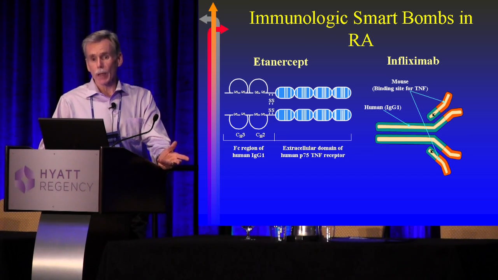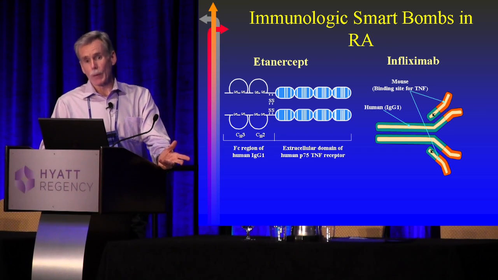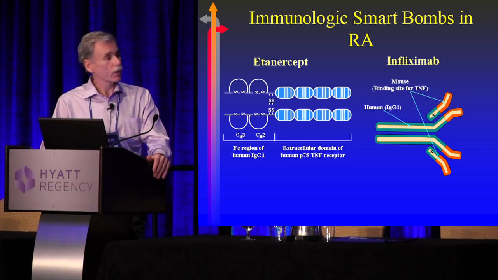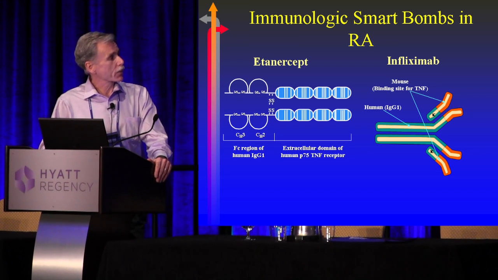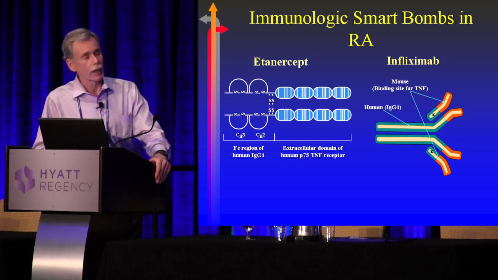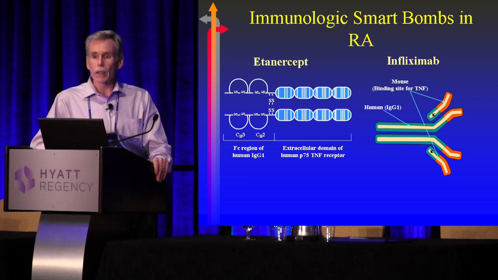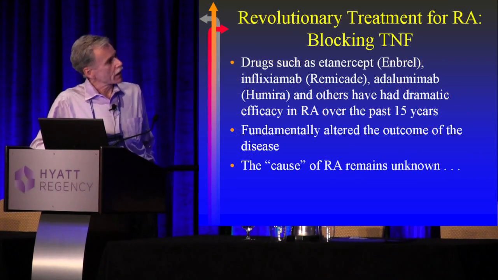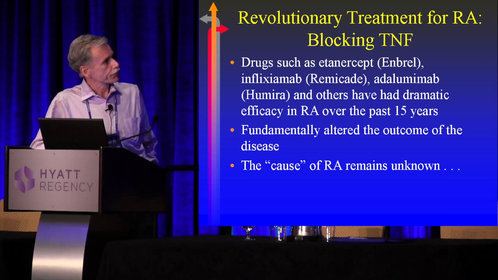When I was starting out in practice in rheumatology 30 years ago, people were telling me they wanted to stay out of a wheelchair. Now people with rheumatoid arthritis are telling me, I want to run the New York City Marathon. So it's really dramatic. That has provided those of us who study scleroderma the incentive to try to find that immunologic smart bomb for scleroderma as well. We're not there yet, but we're getting closer.